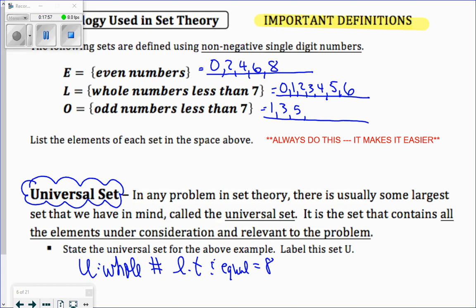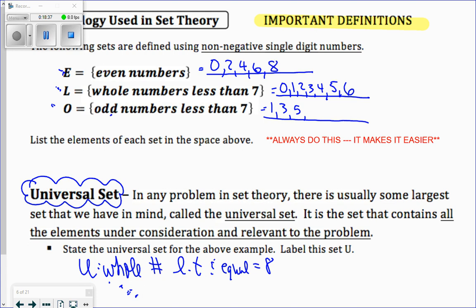Now, is everything in E going to be included in that sentence? Is everything in L going to be included in that sentence? Is everything in O going to be included in that sentence? Yes. So your universal set is just what would encompass, like, all the numbers 0 to 8, right? So it doesn't matter that this one is only numbers 1, 3, and 5. Are 1, 3, and 5 part of this set? Yes. So your universal will have way more members than what you need.